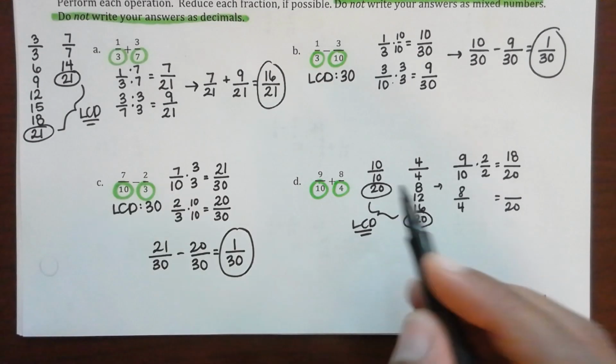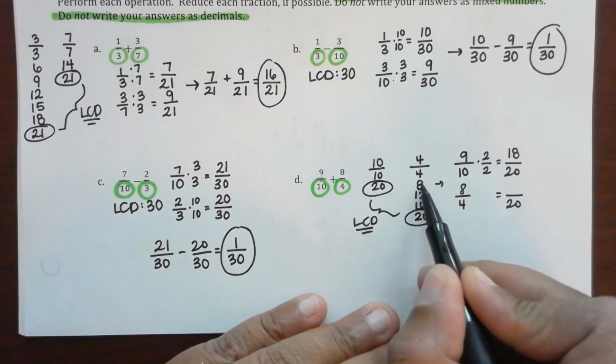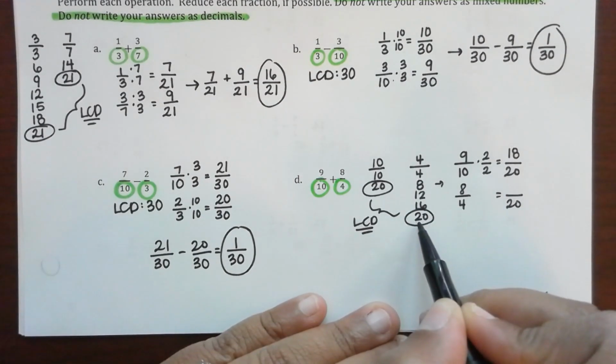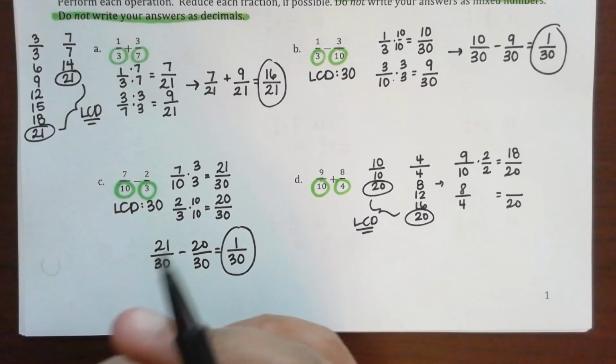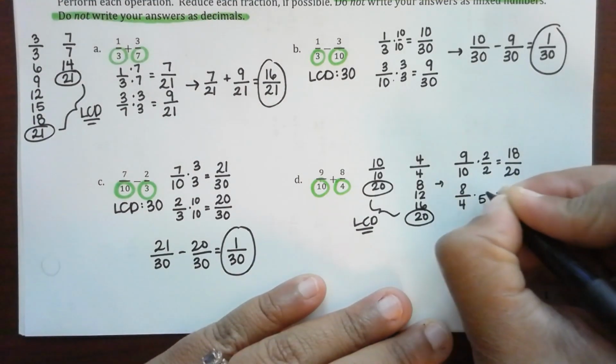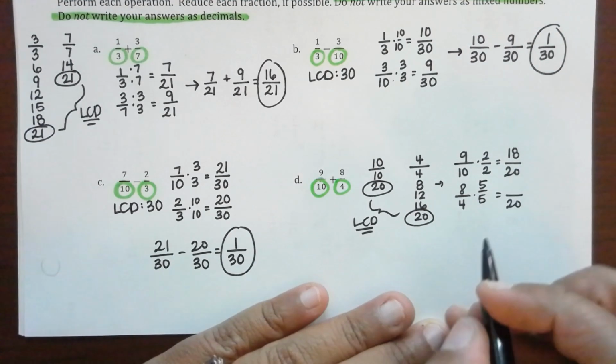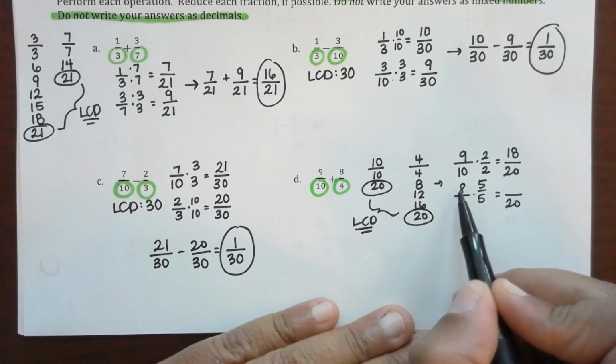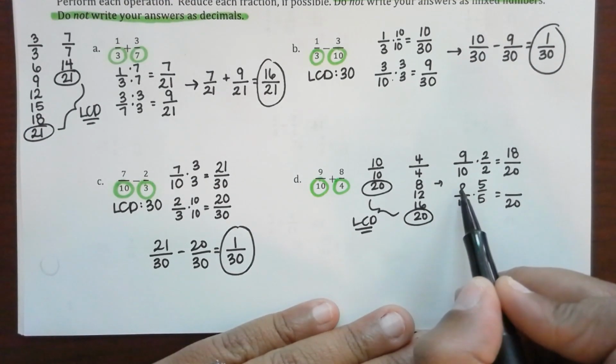You know how it's easy to do it? Count. 1, 2, 3, 4, 5. So 4 times what gets me 20? 5. So, what am I multiplying? What's 8 times 5?